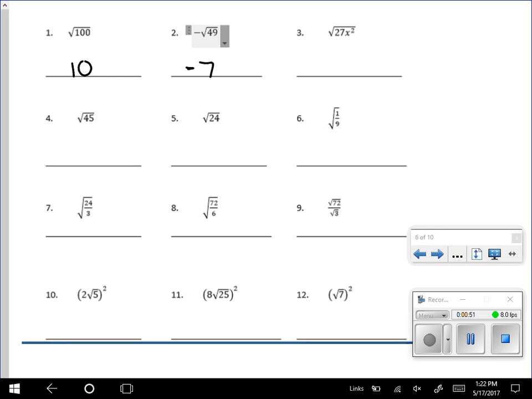Okay, so obviously not all of them are going to be perfect squares, so we have to be able to break these apart into, okay, we need to talk about finding the greatest perfect square factor. So that's going to be 9 in this case. And then x squared is a perfect square as well. So the square root of 9 is 3. The square root of x squared is x. X times x is x squared. And then we leave the square root of 3 inside.